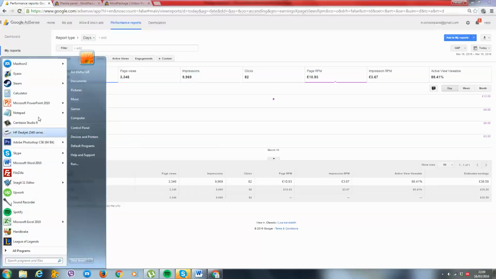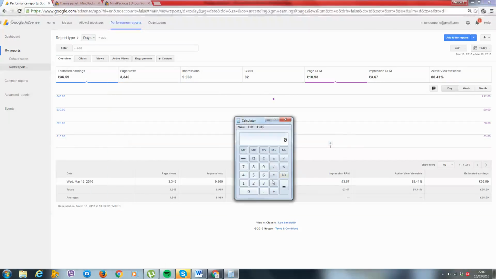Now, if I show you on the calculator, 3346 divided by 1,000 times 10.93 gives us 36.57, and you can see how close that is to 36.59.